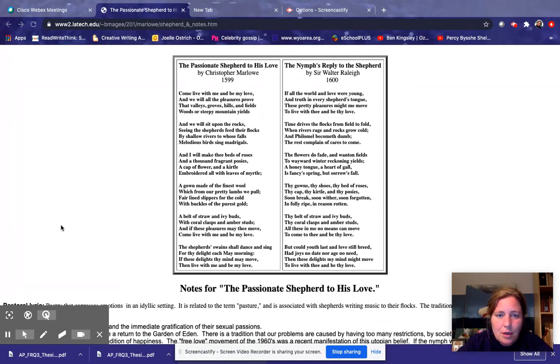Next, structure. What is its structure? It is 6 stanzas. Okay, I cannot think of any form that is 6 stanzas that's of note that you would need to know.